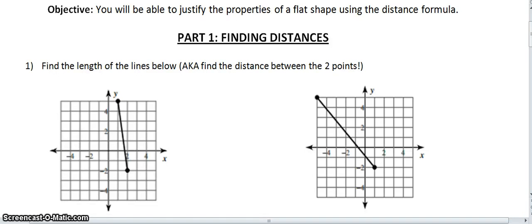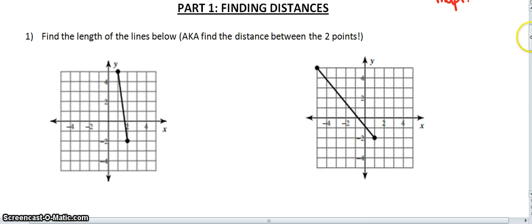In this video, you're going to use your algebra skills to learn how to justify the properties of a shape using the distance formula. Ooh, and I should probably throw on there the midpoint formula. So we're going to start with finding distances. And what distances really means is you're finding the length of the lines below.